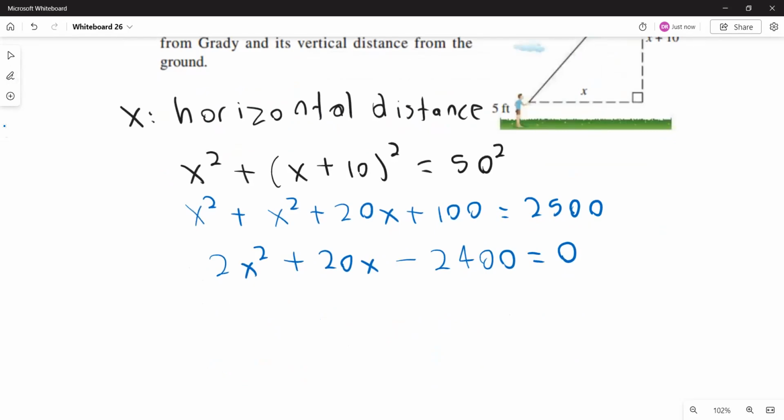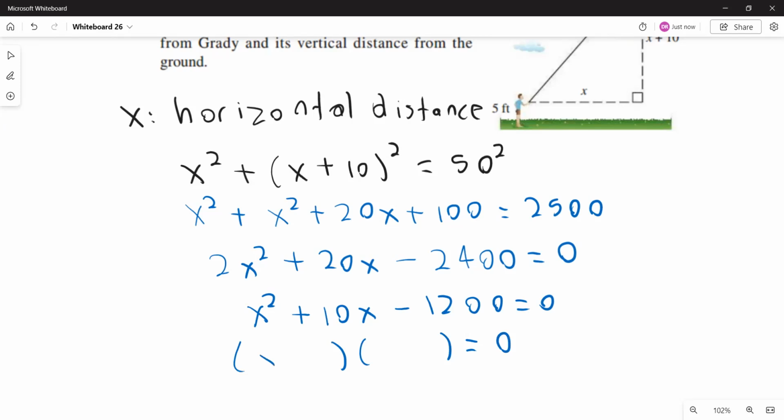Divide everything by 2. So 2x squared over 2 is x squared. 20 over 2 is 10. And 2,400 over 2 is 1,200. So we can solve this equation for x. These factor as x and x. And then we want two numbers whose product is minus 1,200 and whose sum is 10. Those numbers are going to be 30 and 40. So that's going to be plus 40 and minus 30.